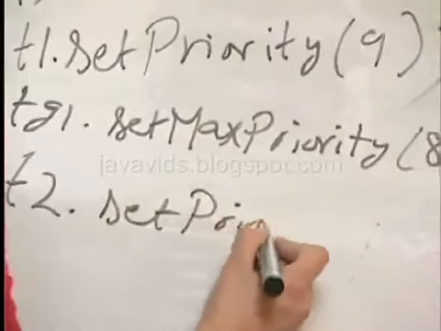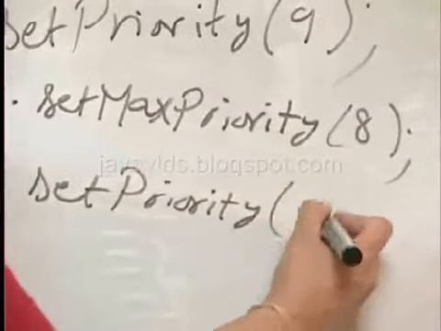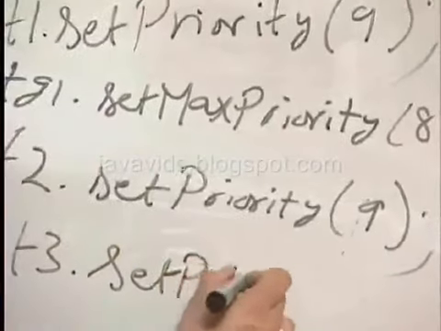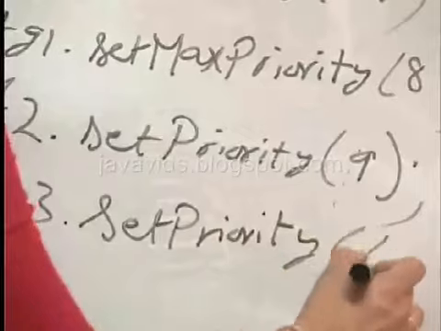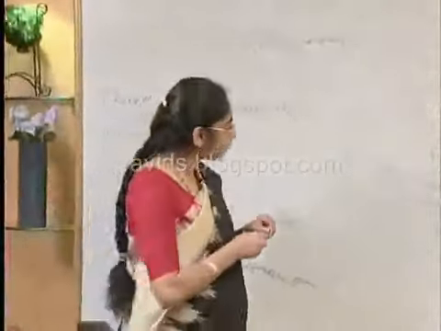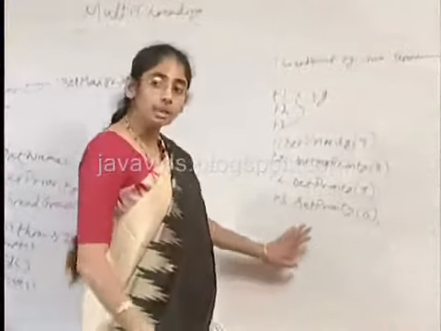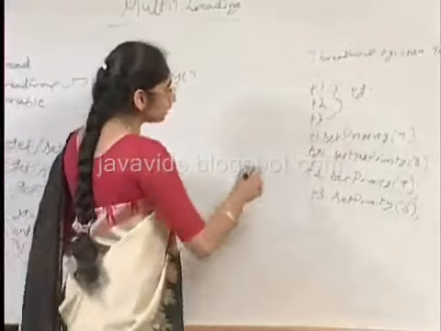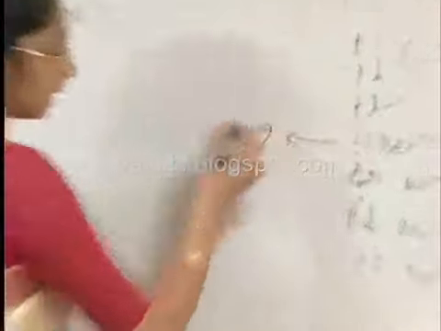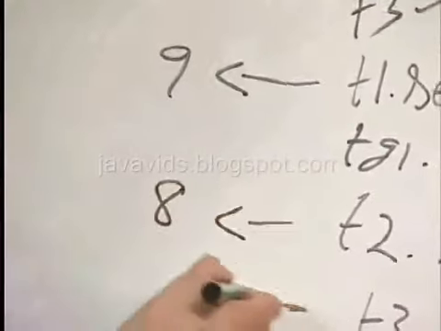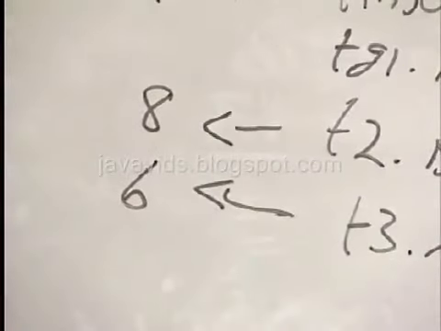Then we say T2.setPriority of 9 and T3.setPriority of 6. Now if I were to display the priority of each one of these threads, you would find that T1's priority is 9, whereas T2's priority is 8 and T3's priority is left at 6.